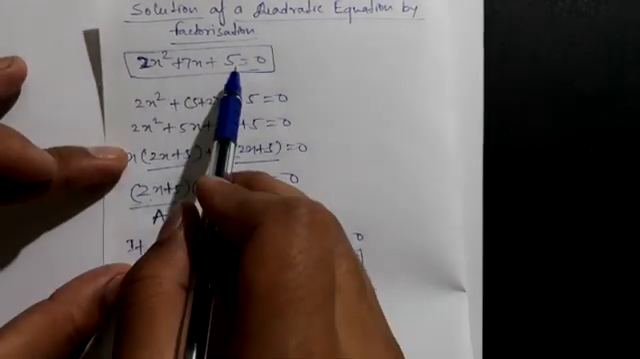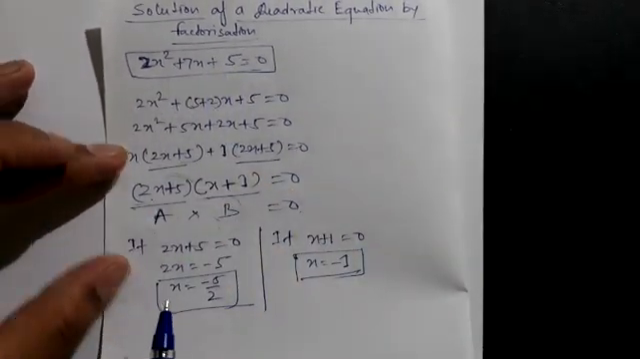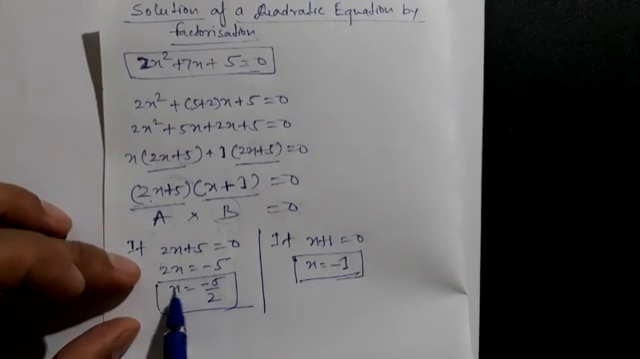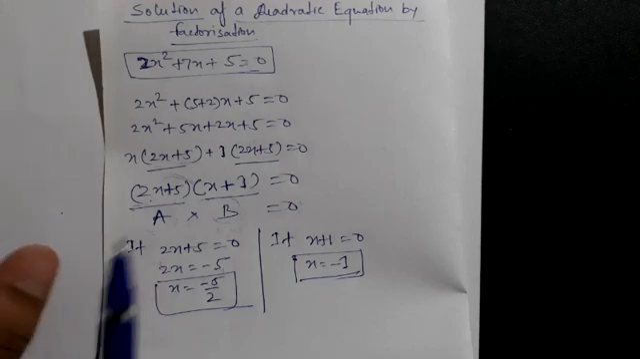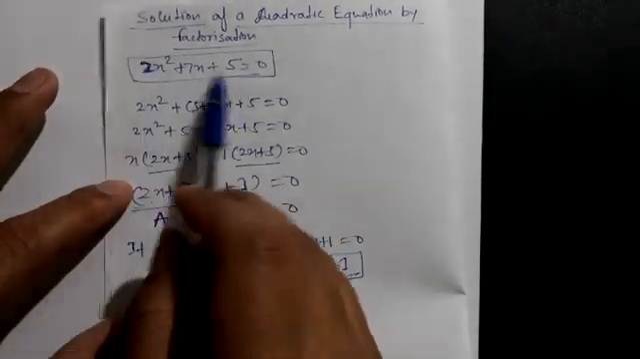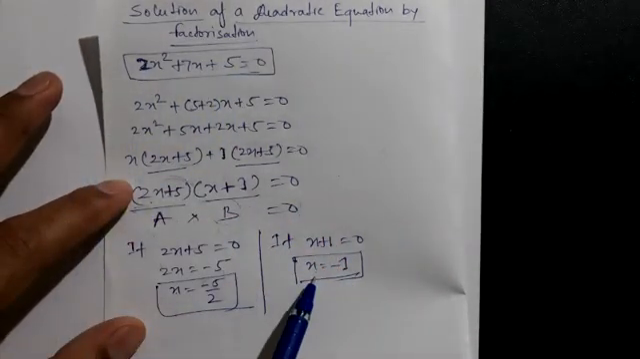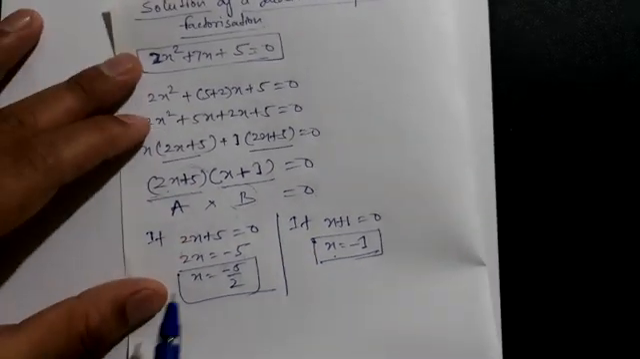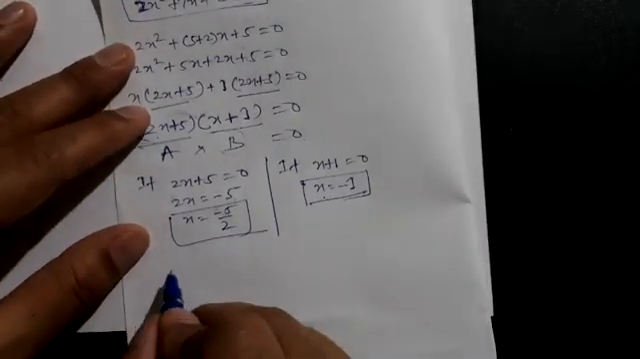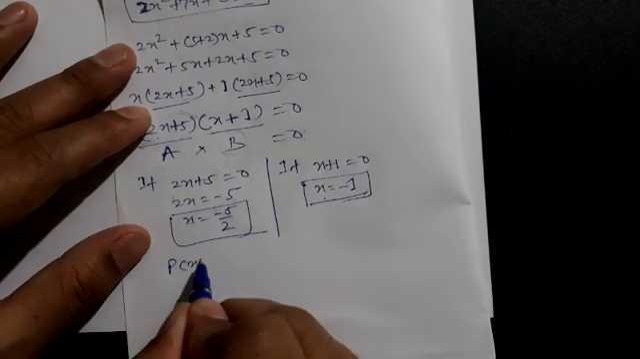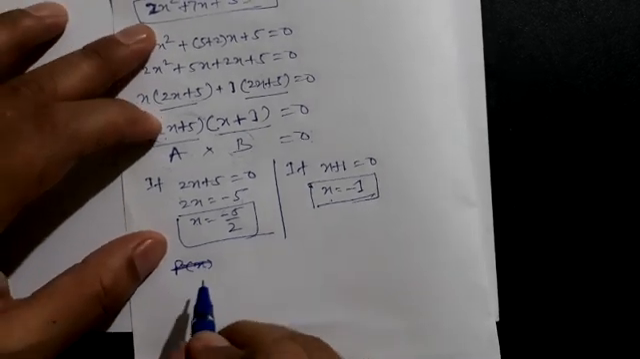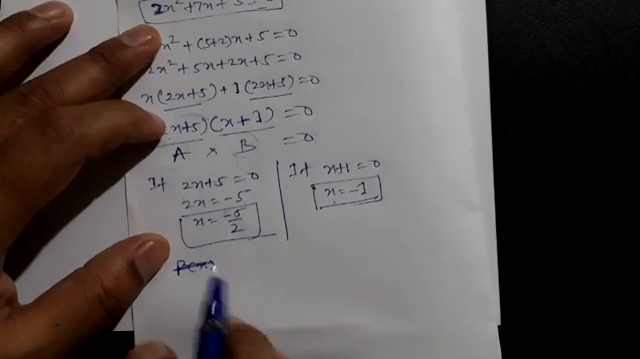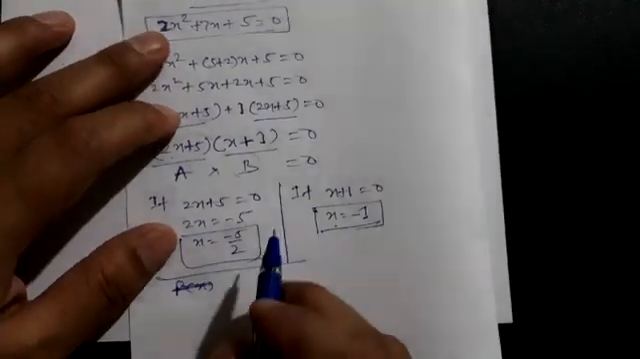of this quadratic equation. Now if you substitute x is equal to minus 5 by 2 in this equation, the value of this equation will be equal to 0, or if you substitute x is equal to minus 1, the value of this equation will be 0. So let us check. Let's suppose we have this polynomial p of x. I am simply going to substitute the value.